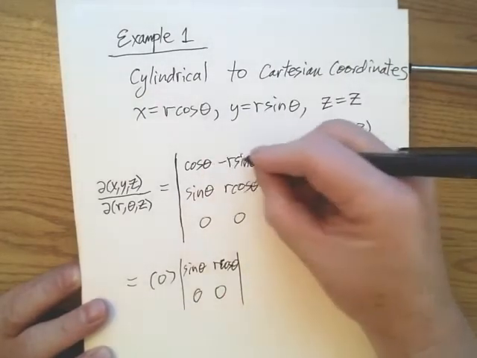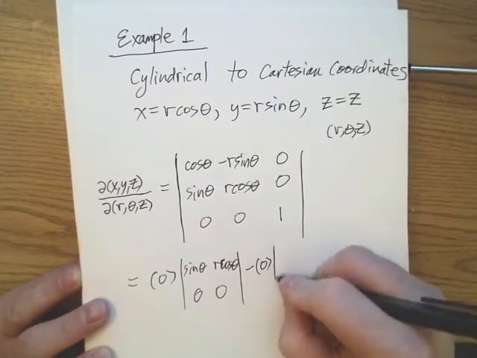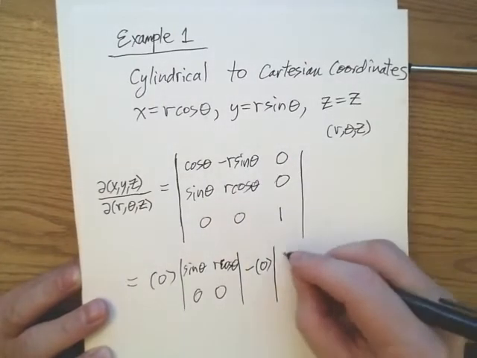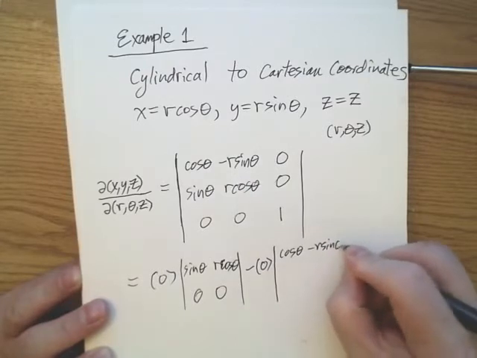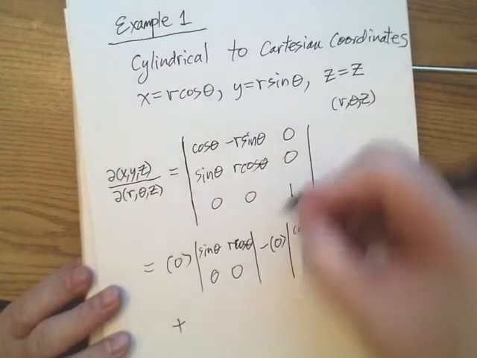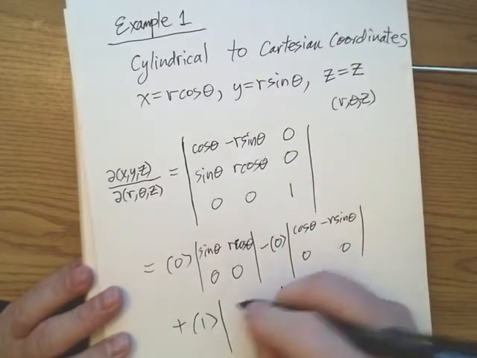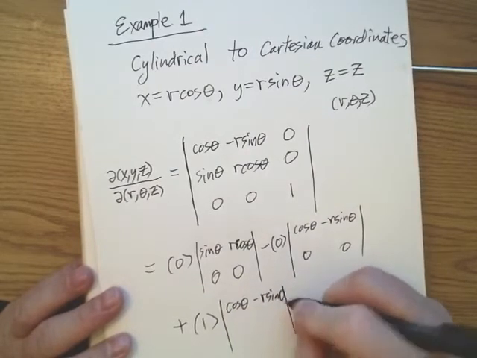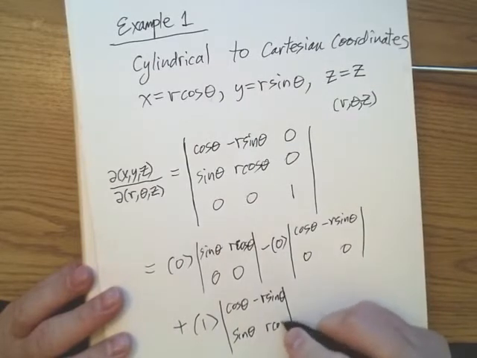And then, so it goes plus, minus, plus. So I've got a plus in front of there, so it's really subtraction. Minus 0, get rid of the third column in the second row, we would get what? This determinant, this subdeterminant. Okay. And then plus the very last one, 1 times getting rid of the third row and third column, we have cosine theta, negative r sine theta, sine theta, r cosine theta. Okay.